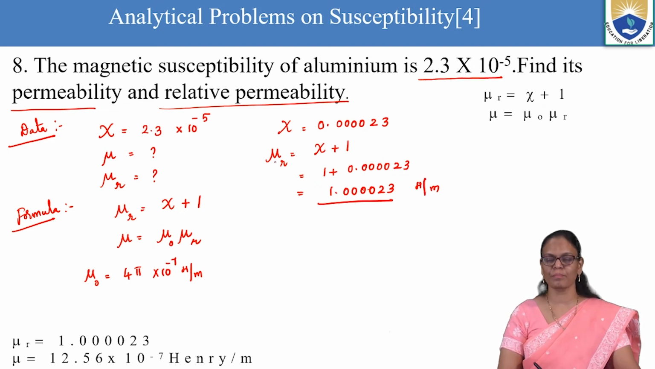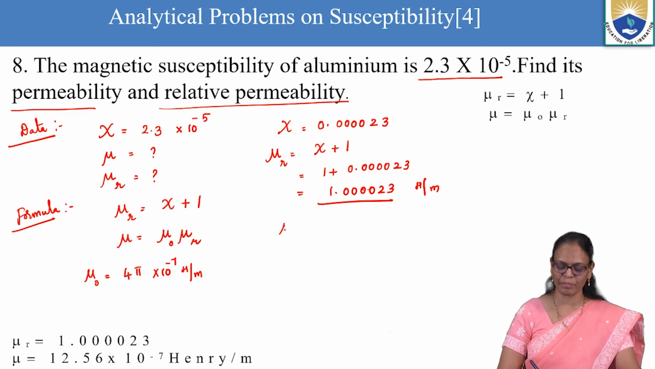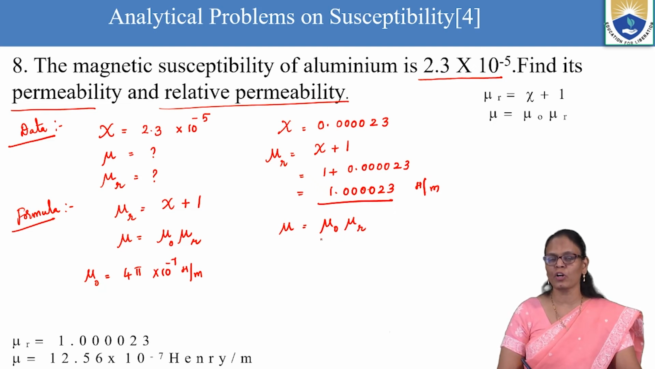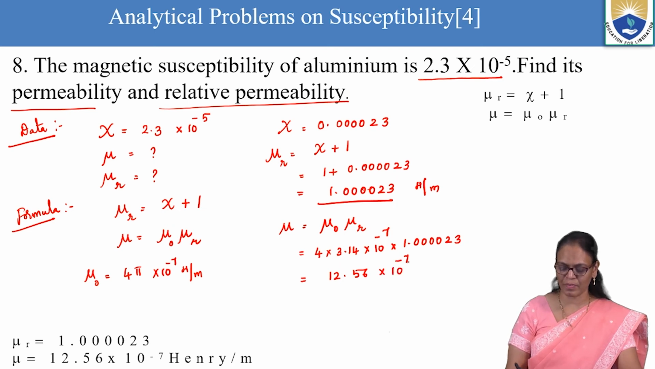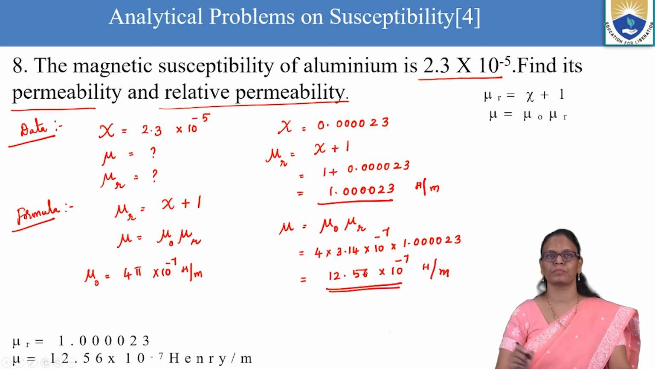So once you get mu r, it is easy to find mu because mu is equal to mu naught into mu r. Mu naught is the permeability of free space, which is a constant. 4 into 3.14 into 10 power minus 7 into 1.000023. So that is 12.56 into 10 power minus 7 Henry per meter is the value of mu.